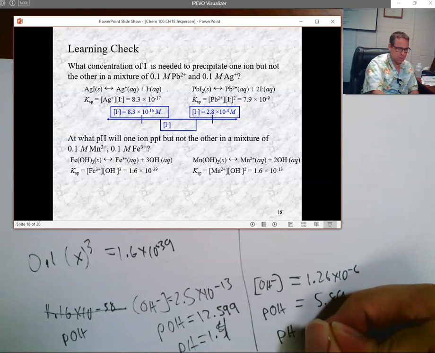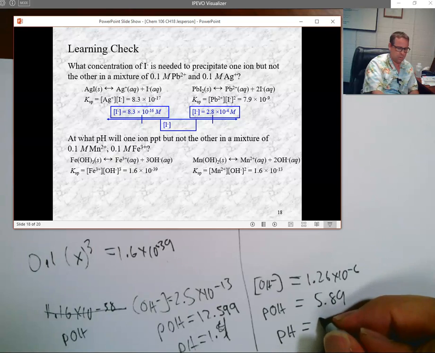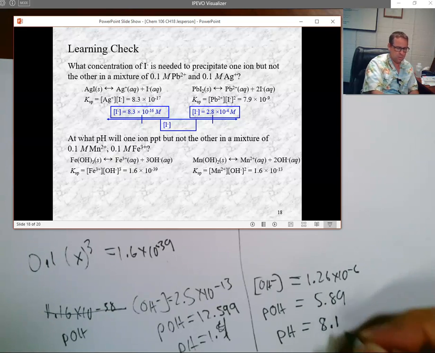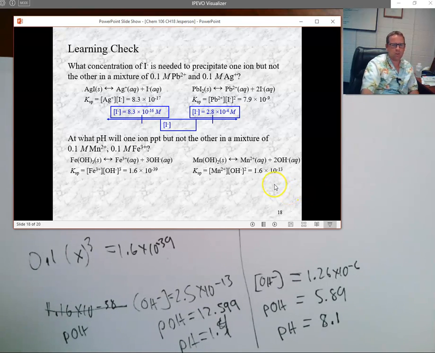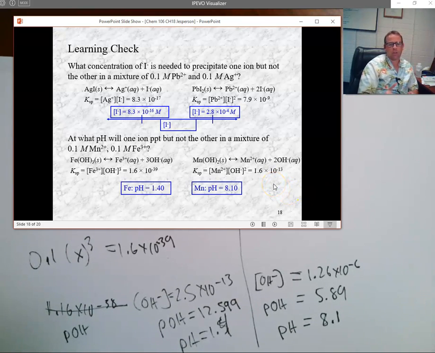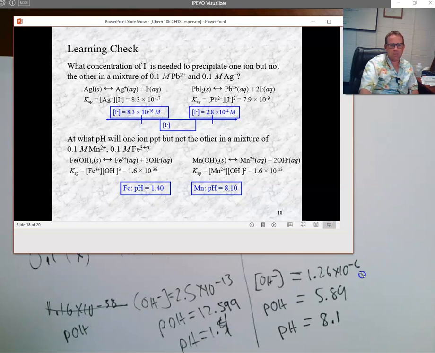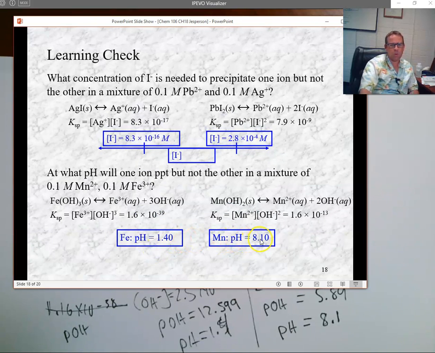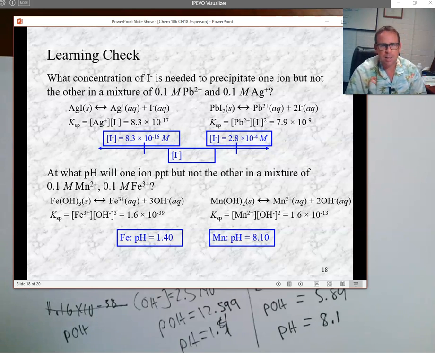All right, so your pH was 8.1. Is that right? Okay, good. So then, any pH between 1.4 and 8.1 would precipitate out who first, Alyssa? Who would get precipitated out first, the iron or the manganese? The manganese, because the KSP is larger.